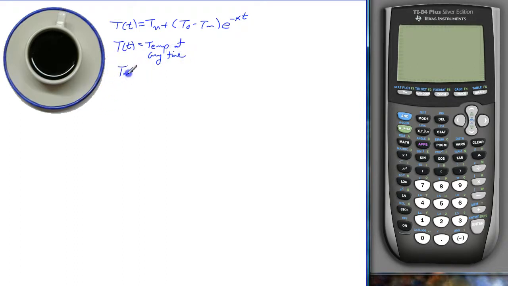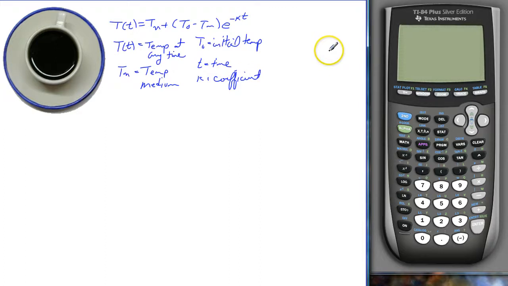We have Tm, which is the temperature of the medium. And the medium is just the surrounding fluid. So it could be air, it could be water, whatever they're using as the medium. We have T initial, that's T0, which is at time 0. That's the initial temperature. And Tm is still the temperature of the medium. e is the natural base. Little t is time. And k is our coefficient of cooling. So whatever it is.